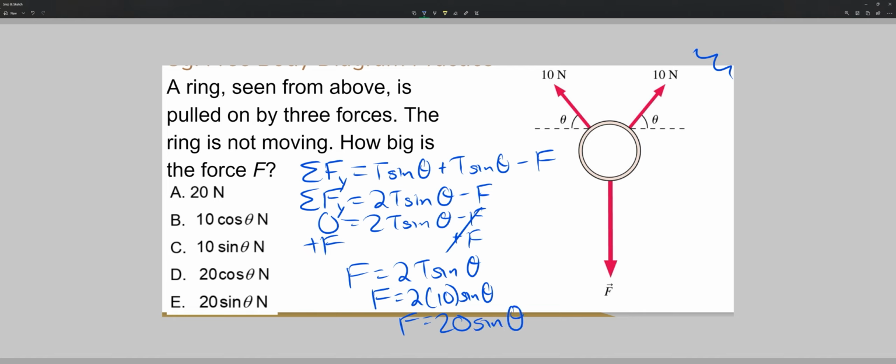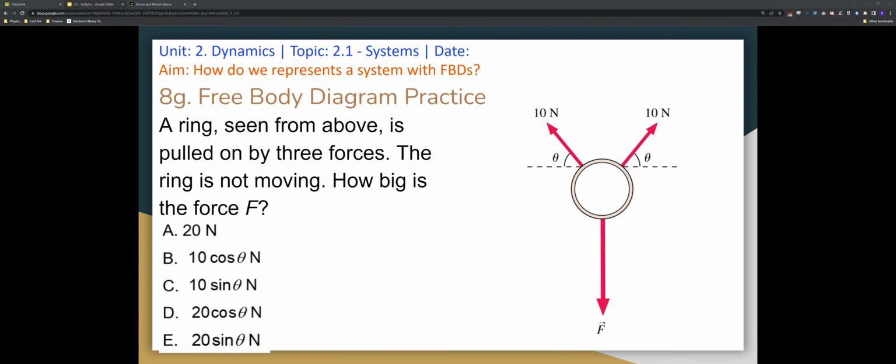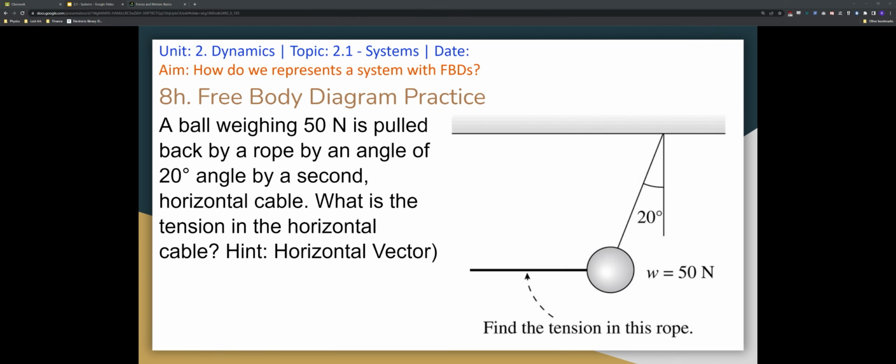So the answer here is E. Answer is E. Now, 8H.